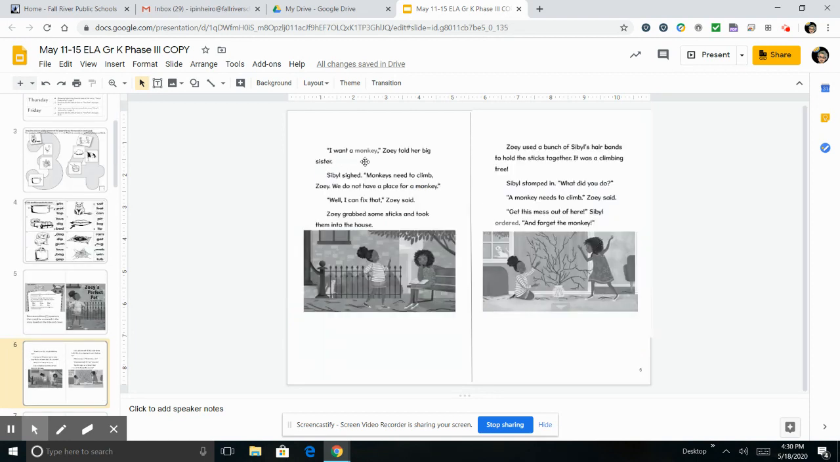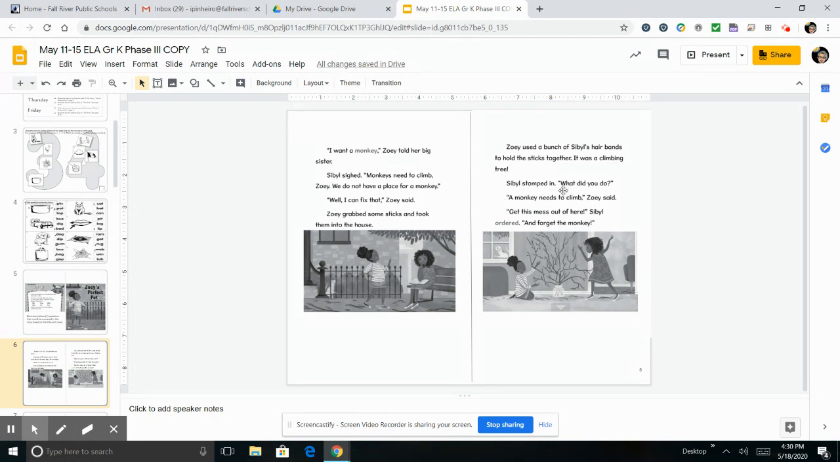I want a monkey, Zoe told her big sister. Sybil sighed. Monkeys need to climb, Zoe. We do not have a place for a monkey. Well, I can fix that, Zoe said. Zoe grabbed some sticks and took them into the house. Zoe used a bunch of Sybil's hair bands to hold the sticks together. It was a climbing tree.